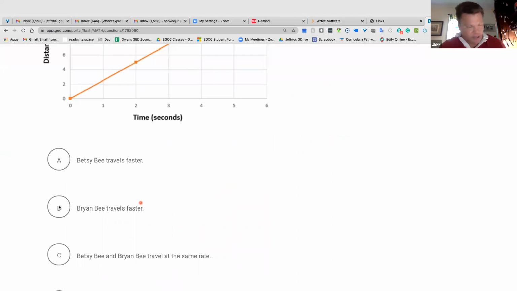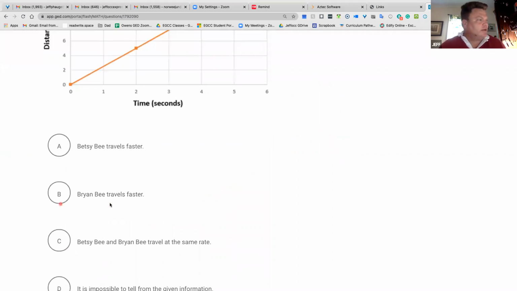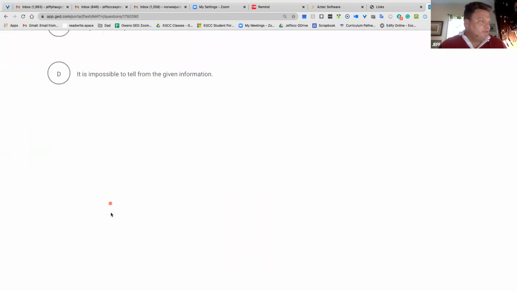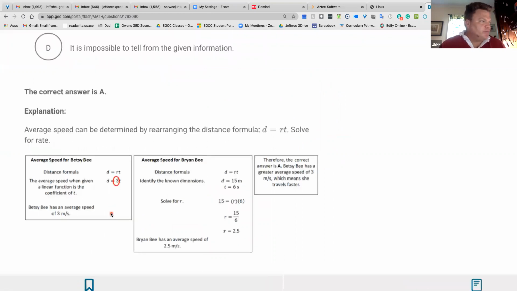I'm going to click Brian to get it wrong. So we look at our explanation from GED. And this is what I want to show you. There's barely any math here. Now they use the distance rate formula, which is totally fine. It works. It's on the formula sheet. There's nothing wrong with it.